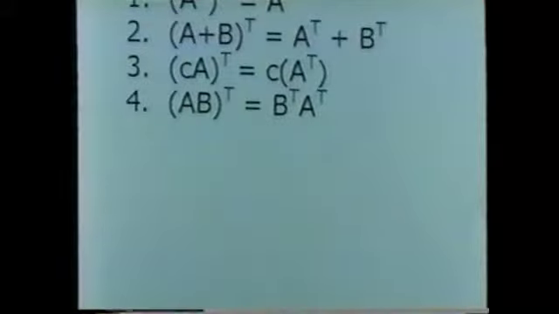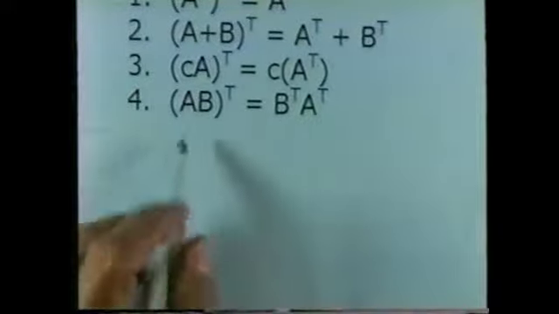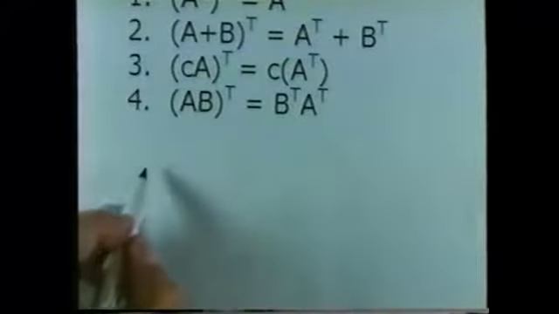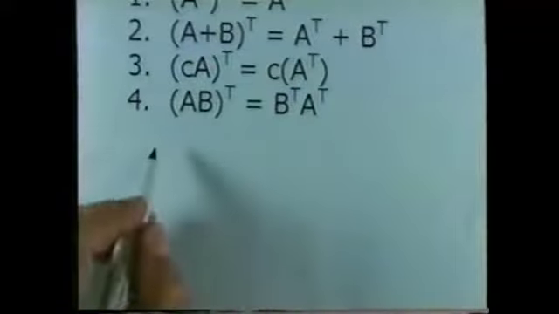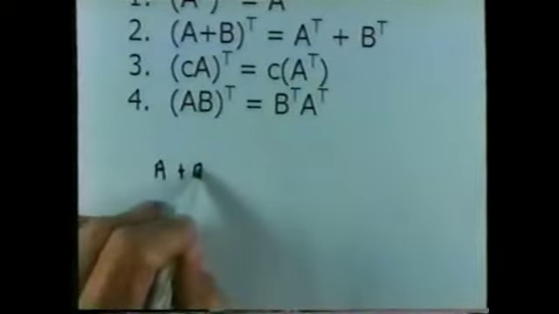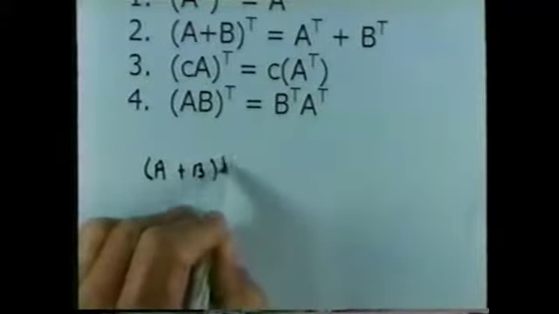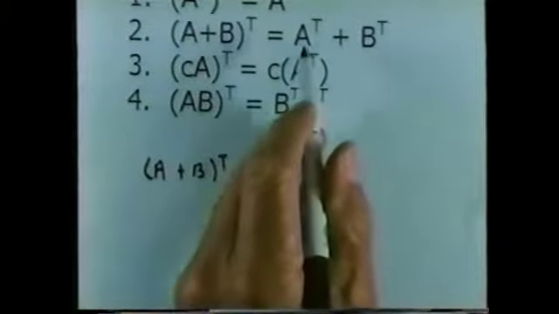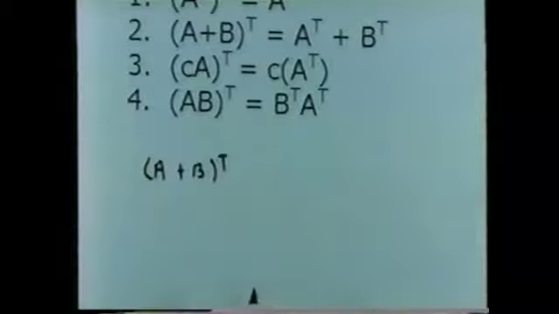Now let's prove one that's not quite as hard to see. I wanted to prove one that would kind of challenge you. Let's prove property 2 now. I've already basically talked through the proof of 1. Let's look at the transpose of A plus B, and let's show it's the same as A transpose plus B transpose.